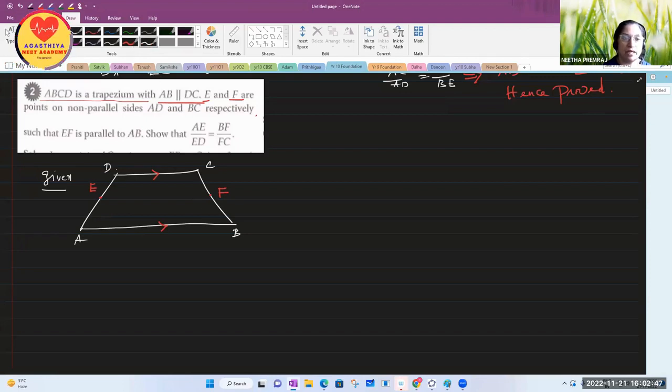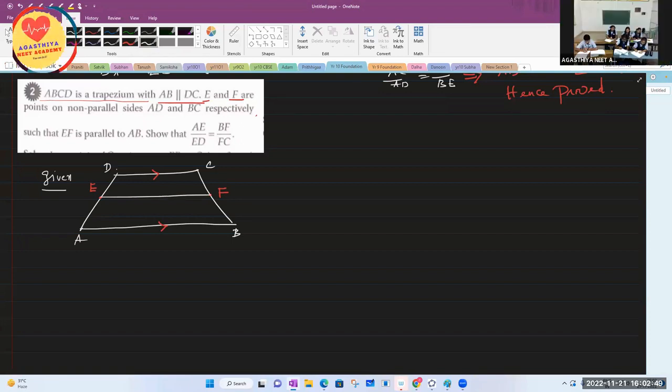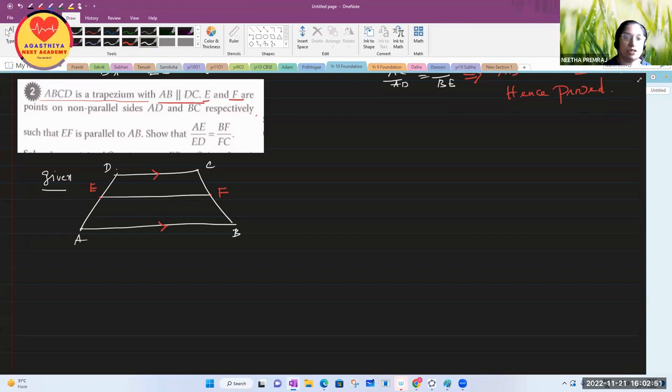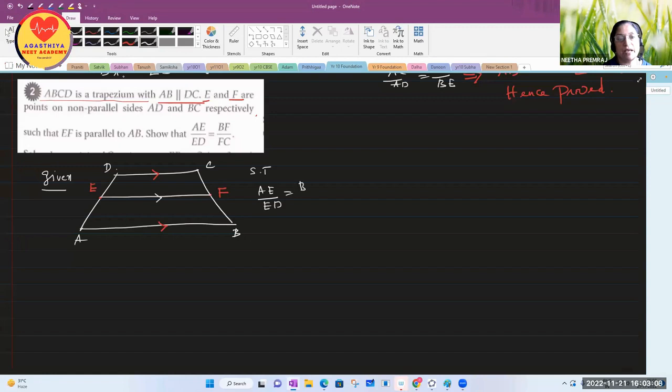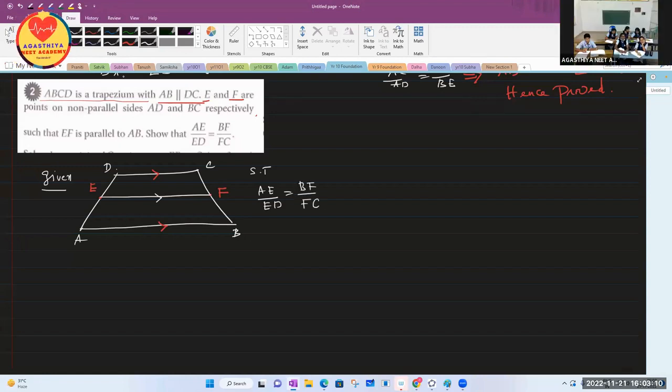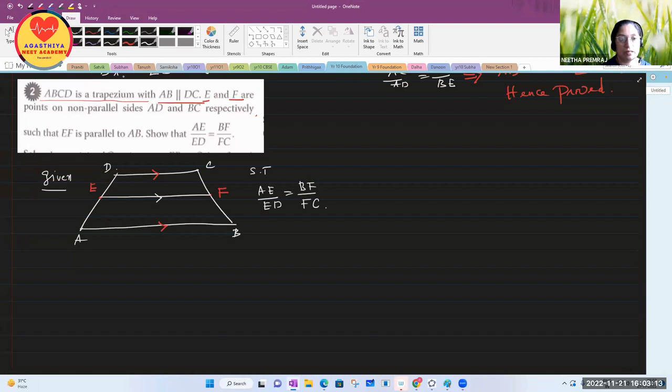So first you have to connect EF, such that EF, it is given in the sum itself, EF is parallel to AB. So this is also parallel to AB. You have to show that AE by ED is equal to BF by FC. How do we prove it? Okay, fine. So solution.